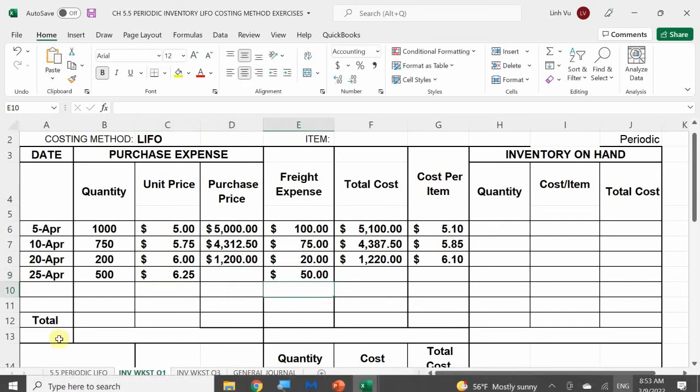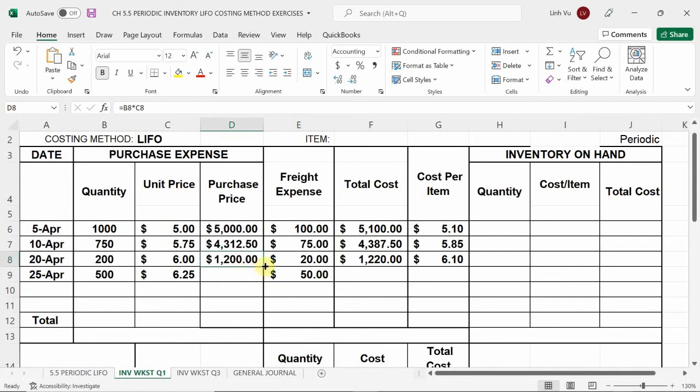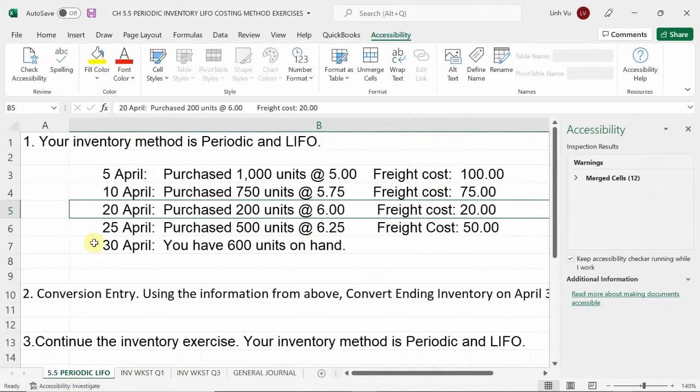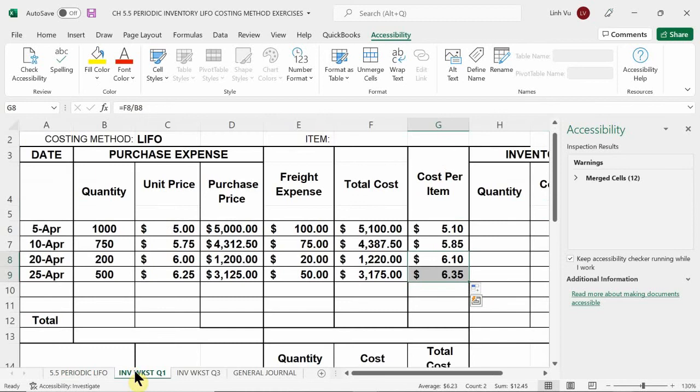Okay. So what's my purchase price here? Okay. Plus 50. All right. Giving me a grand total cost per item to be $6.35. Okay. So here's our last statement here that says on April 30th, you end up having 600 units on hand. So that means I reached the end of my accounting period.